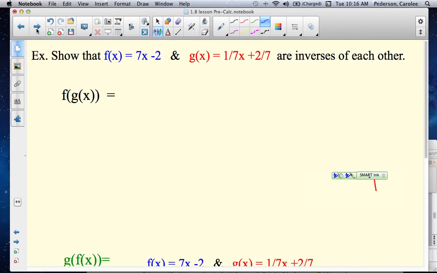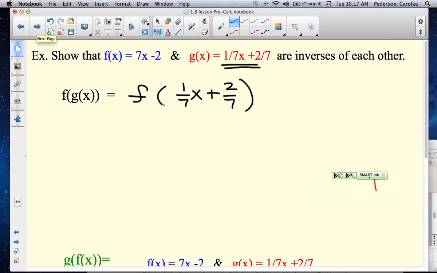Here's our example. We have two functions, the blue function and the red function. And we're going to check and see, are they inverses of each other? So we're going to do the f of g and the g of f. So let's start with the f of g. F of g of x. I'm going to work in the innermost function, so the g function, and replace that g of x with the red. It's going to be f of, and now my g of x is 1/7 x plus 2/7.